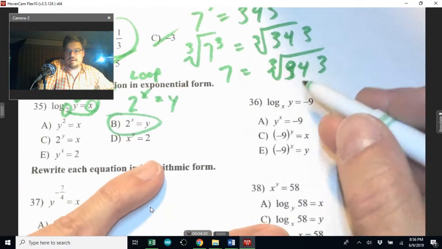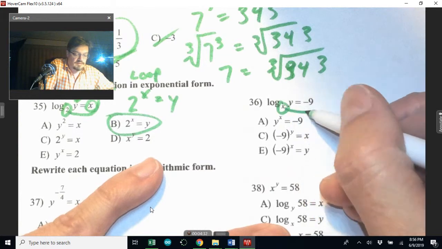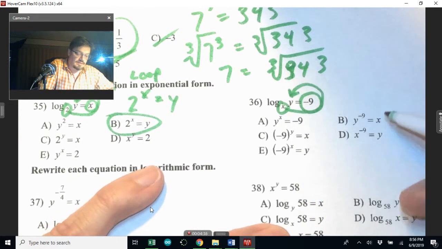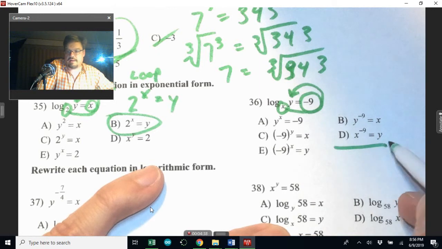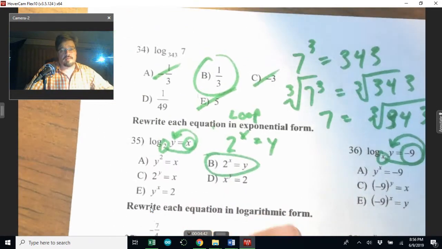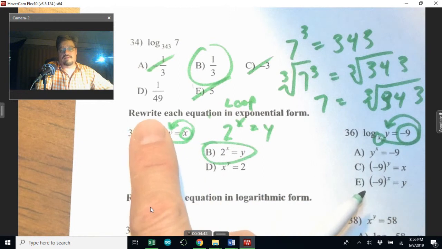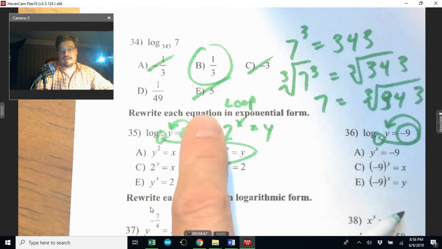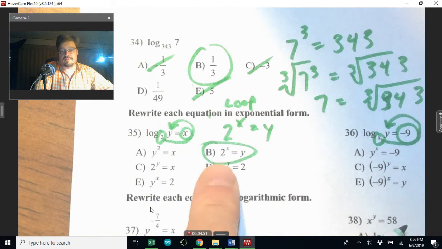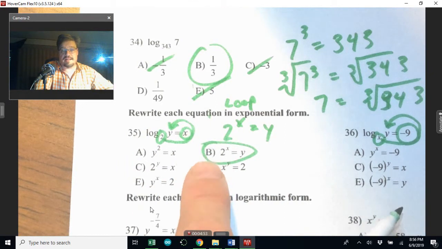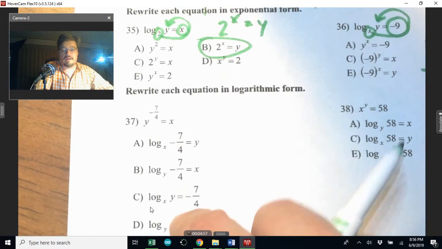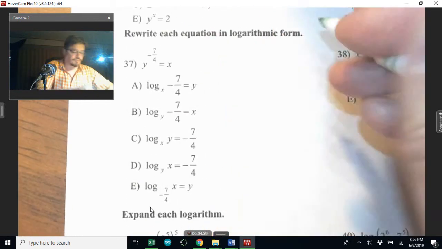Alright, same thing here. X to the negative 9th equals Y. So it's D. That's all there is to it. It's the loop. When you see this and it says rewrite each equation, look at your choices and what it's asking. It wants you to get rid of the log and convert it into exponential form. Now here you have exponential form and you want to put it into a log. So now go the other way around.